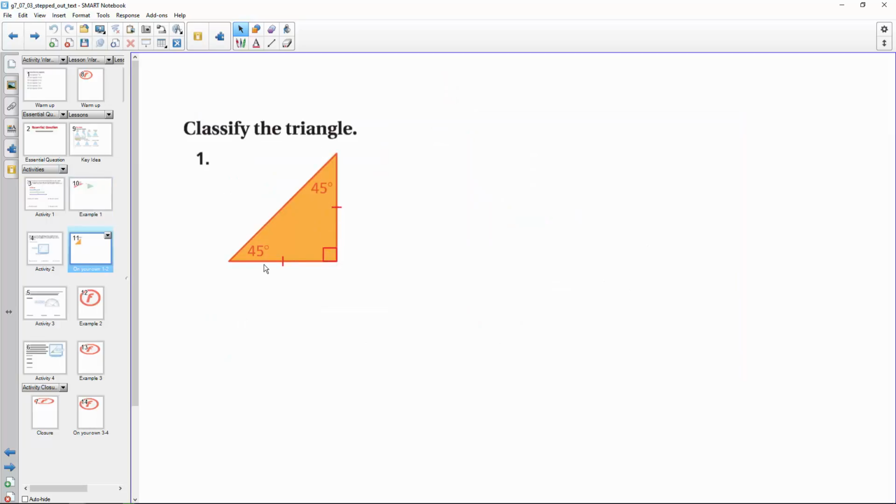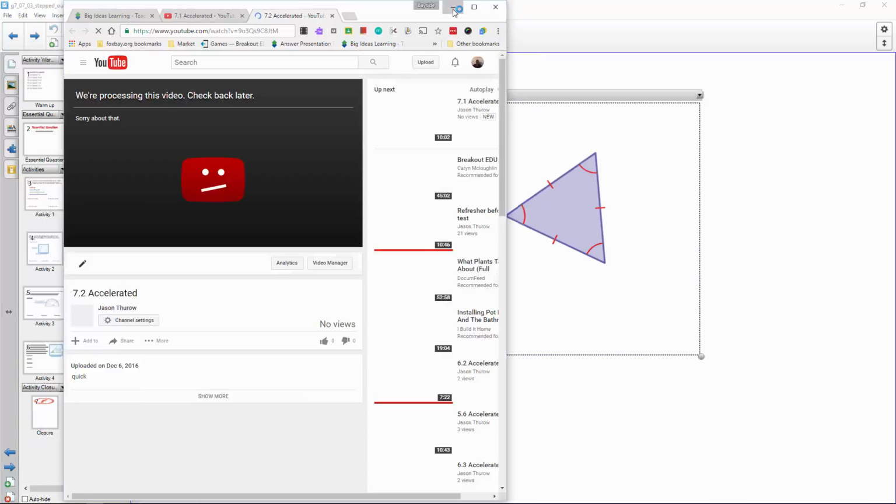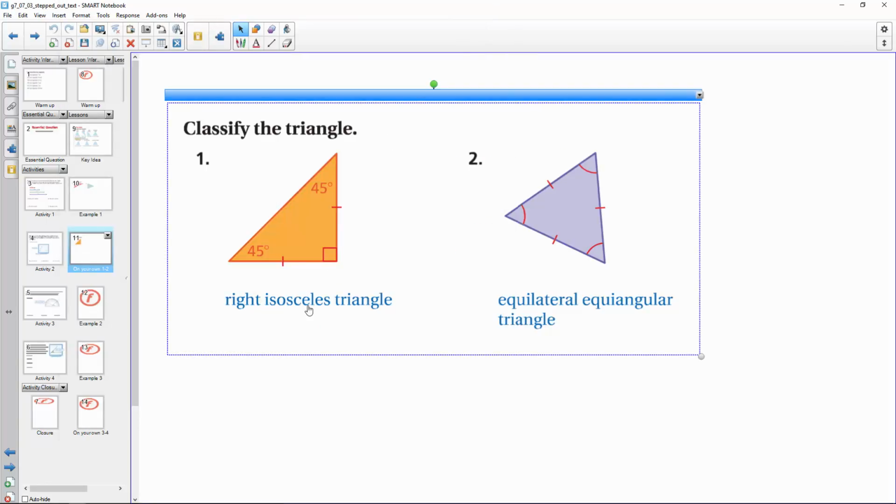This one here, it looks like it's a right triangle because it has a right angle. And then also these are corresponding sides, or these are congruent. This one here is equilateral or equiangular. So let's go through here. I have a right isosceles and an equilateral equiangular triangle.